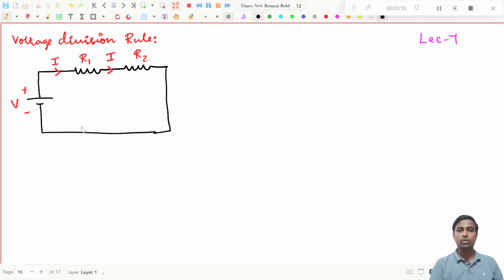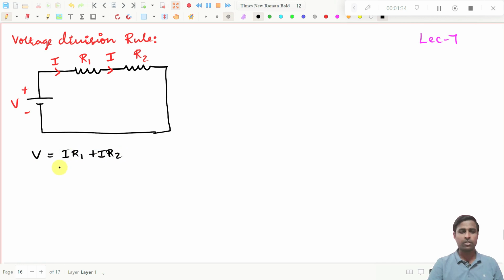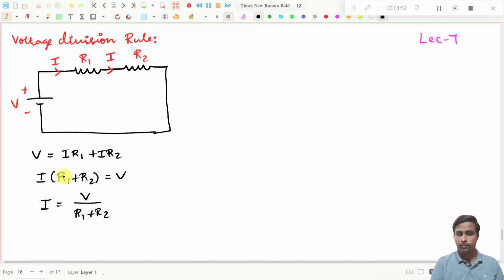So now you just try to write the KVL expression. Start from this point and come over here and come here. So what you will get? V will be equal to IR1 plus IR2. You try to write the KVL expression, you will get this value, right? So from here, I can take I outside, so it becomes I times R1 plus R2, and that will be equal to V. So I will be equal to V divided by R1 plus R2, right?